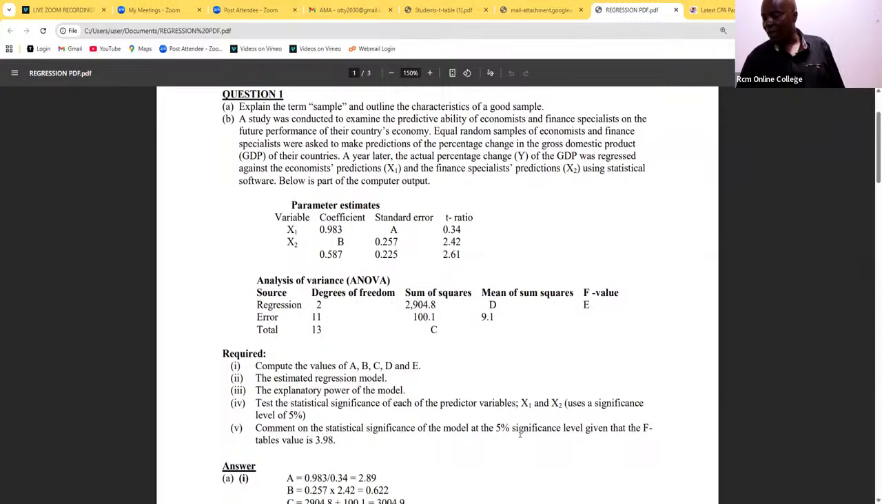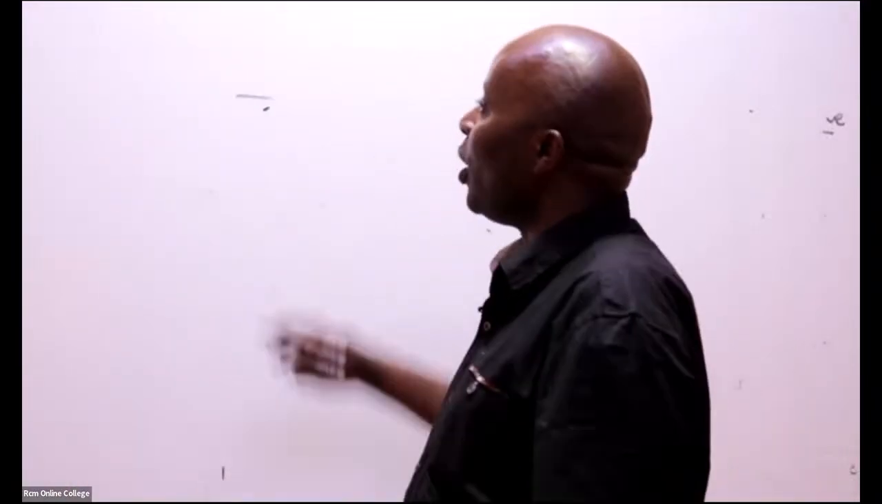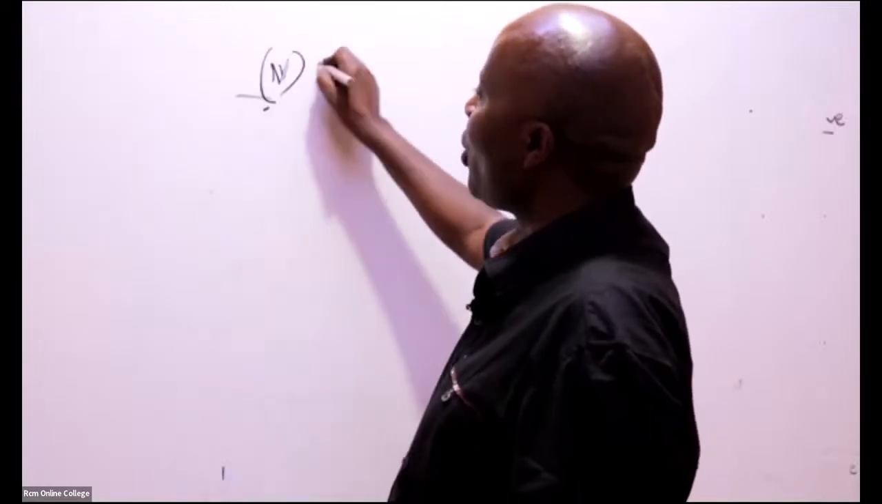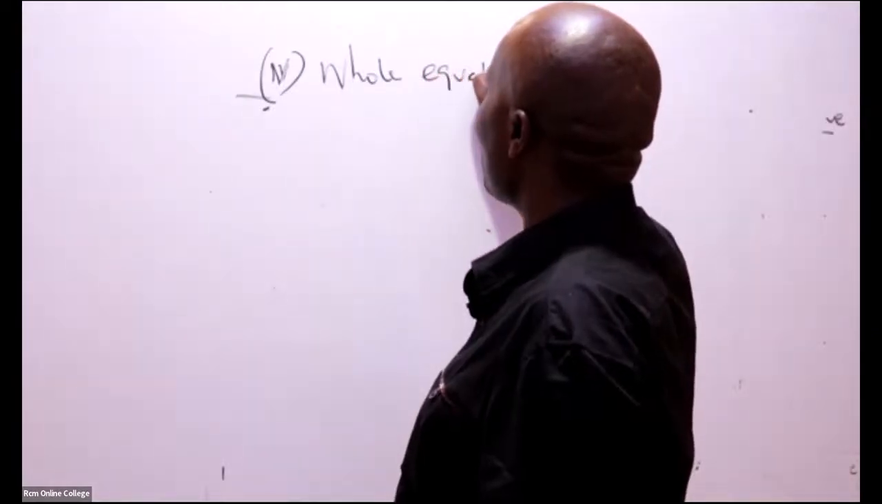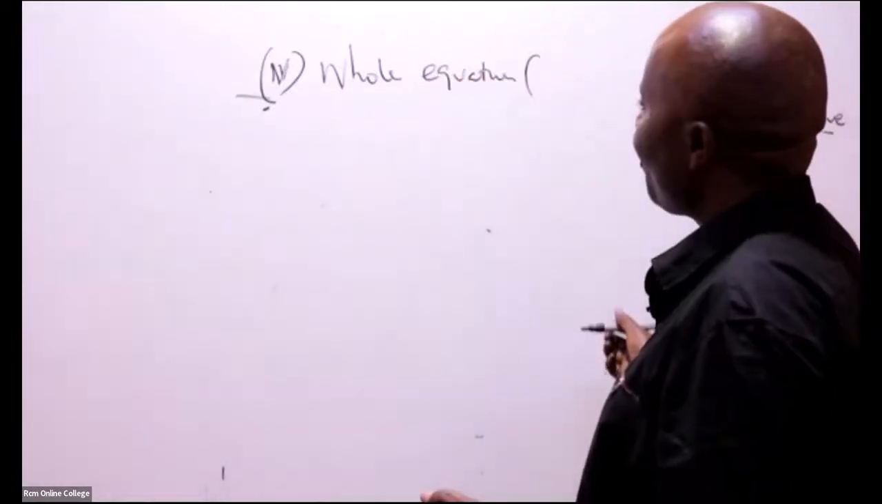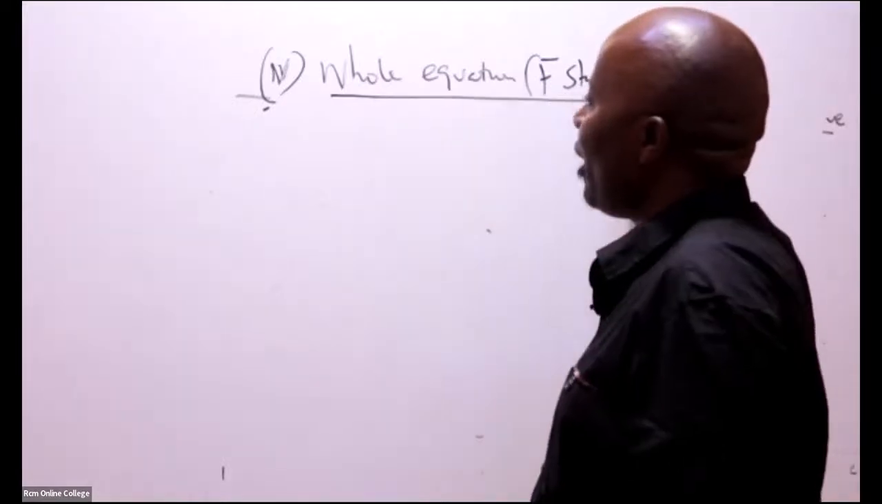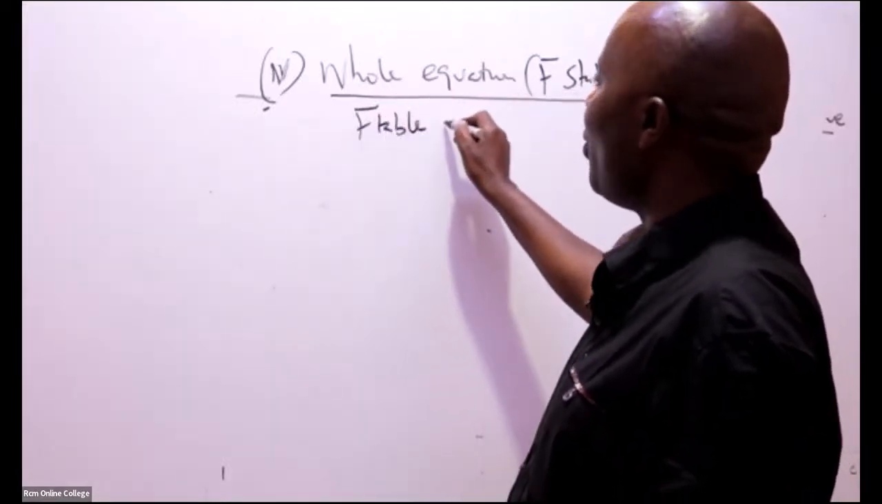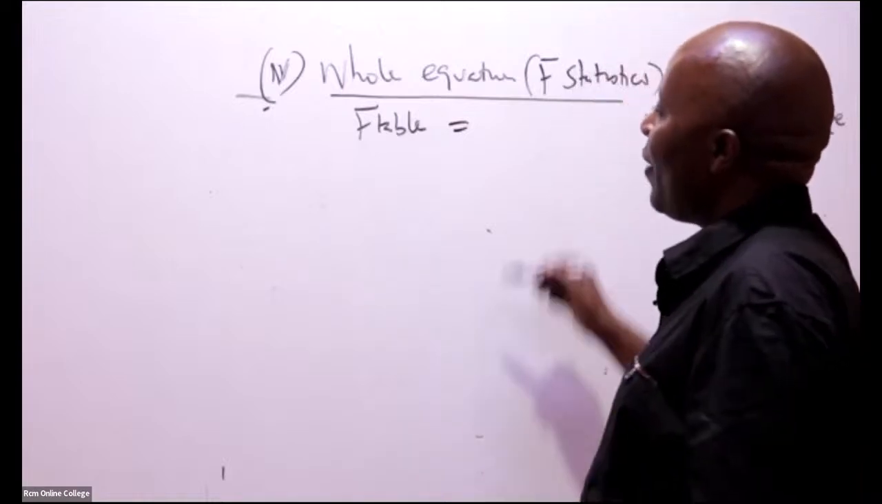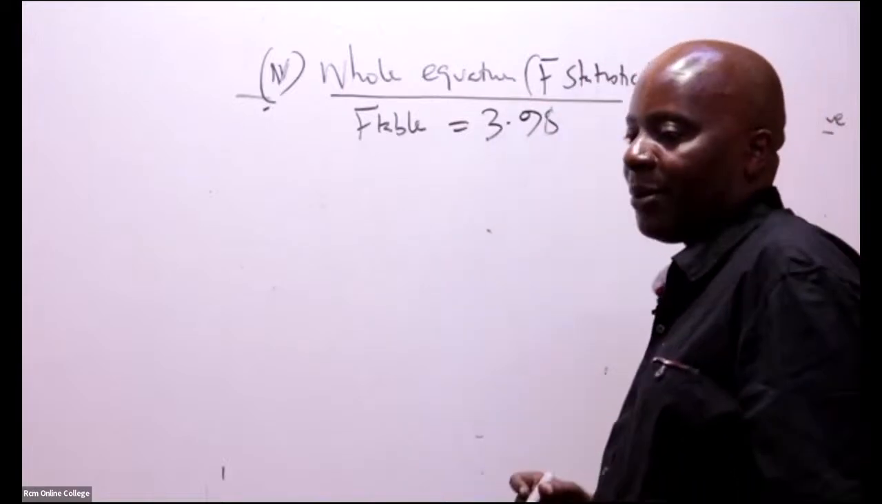And this is the last question. I can see my number of students are going down. So you can see here: comment on the statistical significance of the model at the 5% significance level, given that the F table's value is 3.98. Now, in this case, we are looking at a whole equation, number 5 actually. The whole equation, you do the F comparisons. So in this case, it is the F statistics, where you start with the F table. This has been given in the question, it's 3.98.